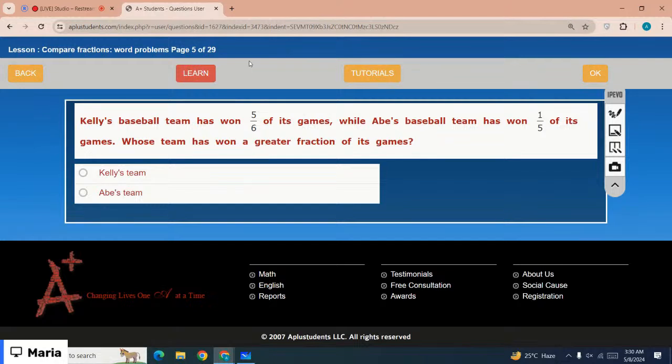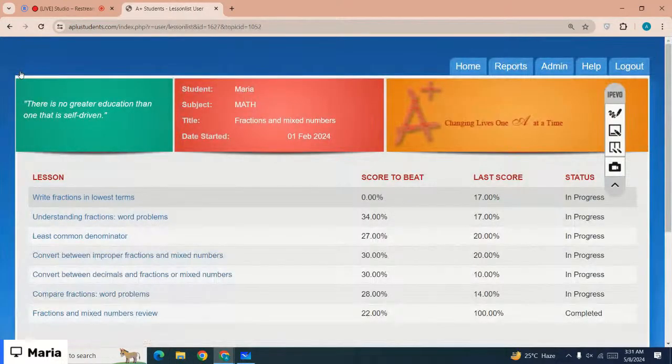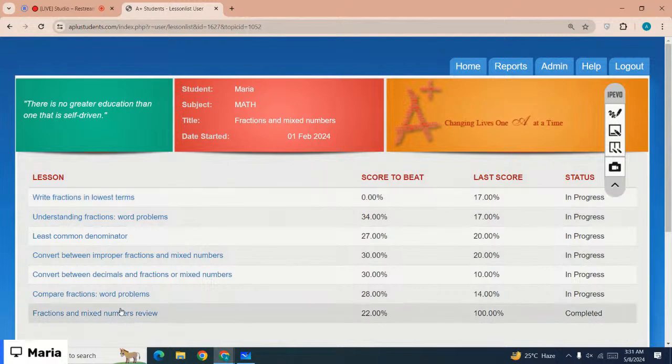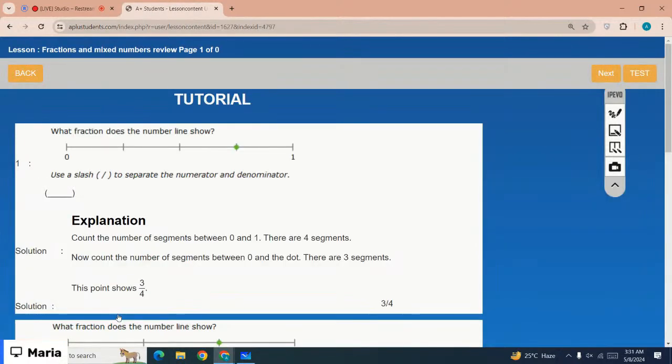And the next lesson is fractions and mixed numbers review. Let's just start with the lesson. What fraction does the number line show? You can see the number line between 0 and 1, and you have four segments: one, two, three, four, right? And the one that is green is the third one out of the four. That means the point shows 3 out of 4.